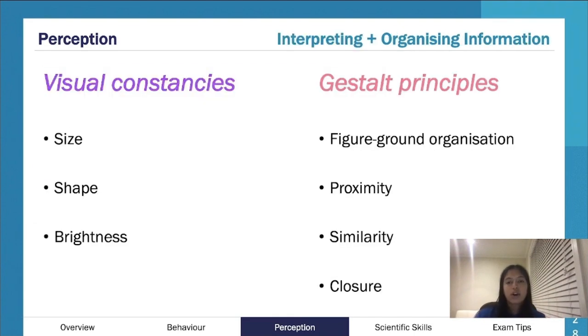Okay, so in terms of interpreting and organizing information, you've got your visual constancies and your Gestalt principles. It's this idea about how things can look different, but you can interpret and understand them as not being different when we think about visual constancies, but then being understandable in terms of your Gestalt principles. So your visual constancies, when we think about size, it's this idea that things that are closer to you will look bigger and things that you push further away will be smaller, but you understand that they are the same size.